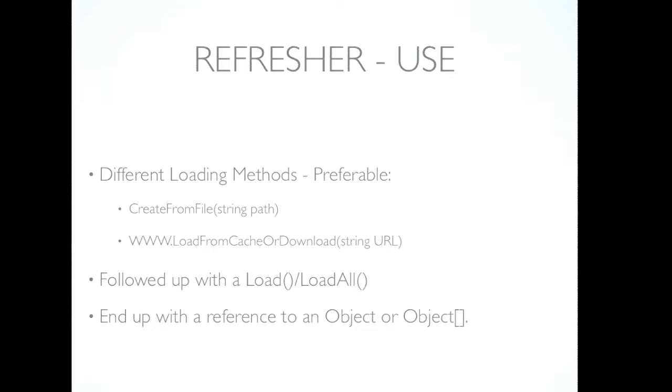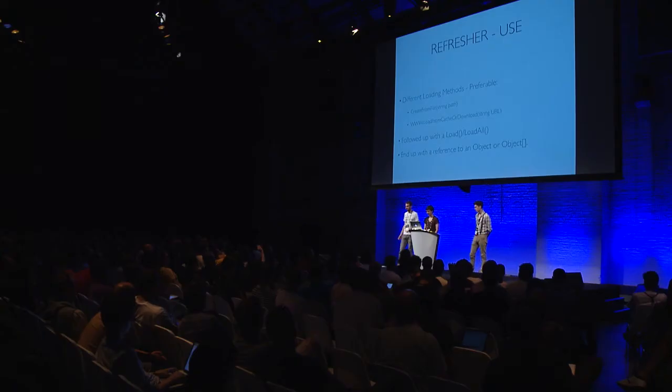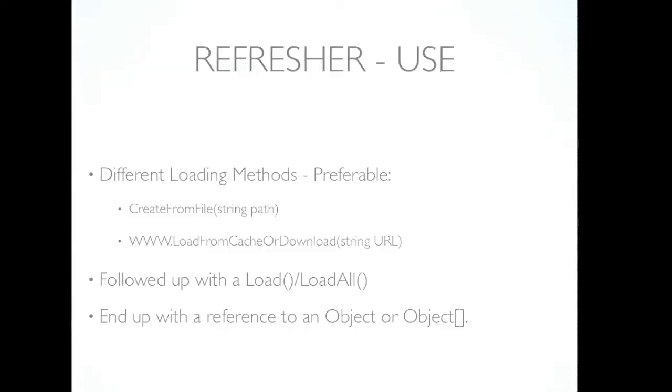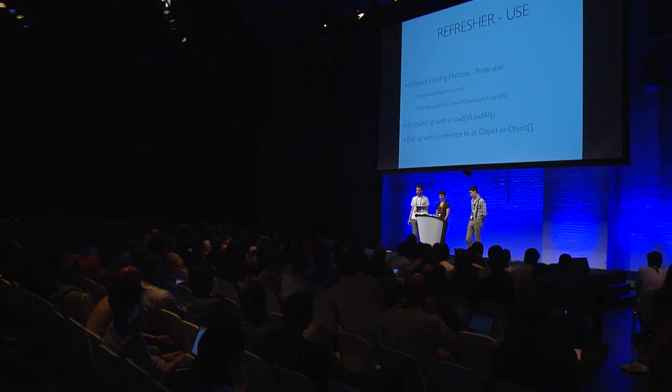So in order to use an asset bundle, first you need to get the bundle into memory. And you can do that with WWW.LoadFromCacheOrDownload, which takes a URI. If it's already got an up-to-date version, then it just gets it from the disk. Otherwise, it'll go to whatever remote location you specify, download it, and then get it from there. Or you can also load it from disk directly, which is quite fast.